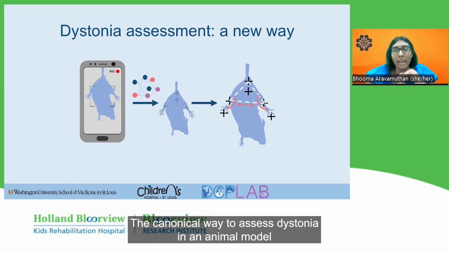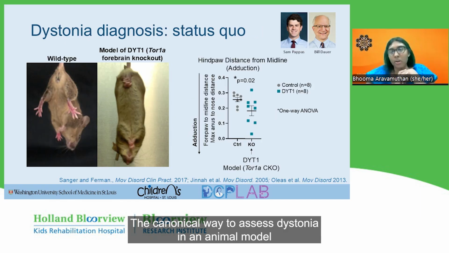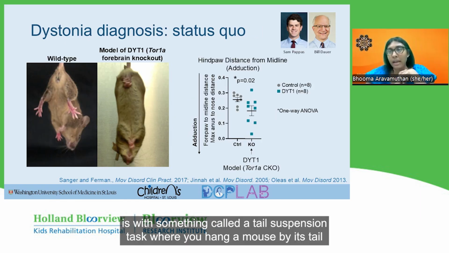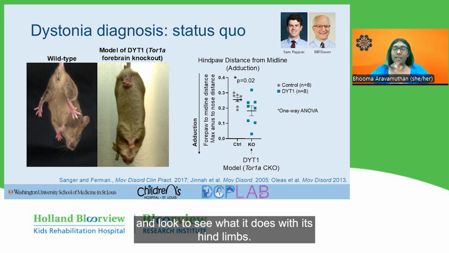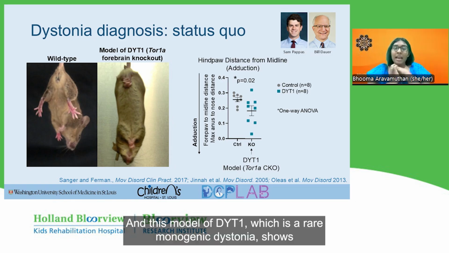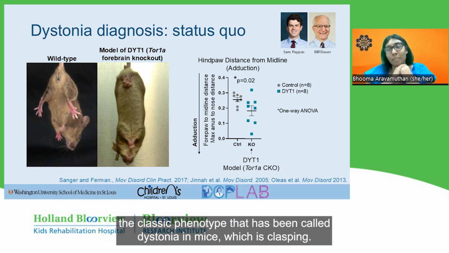The canonical way to assess dystonia in an animal model is with something called a tail suspension task, where you hang a mouse by its tail and look to see what it does with its hind limbs. And this model of DYT1, which is a rare monogenic dystonia, shows the classic phenotype that has been called dystonia in mice, which is clasping.